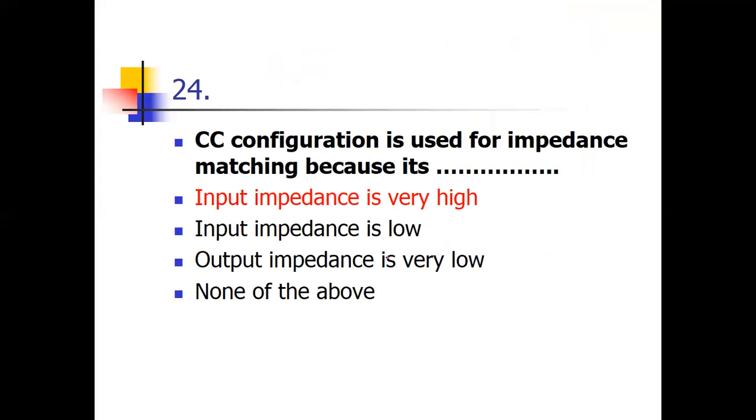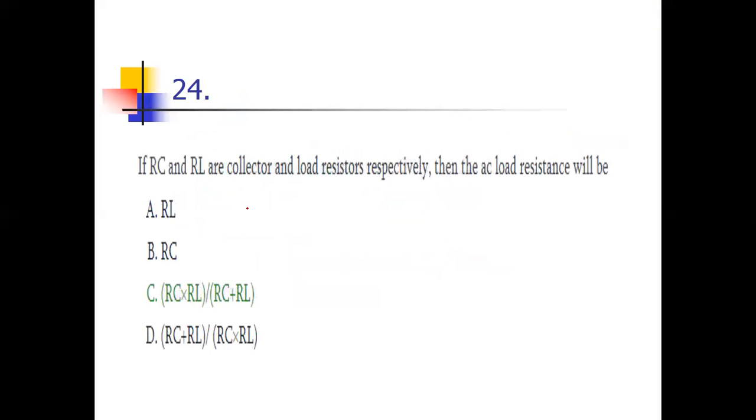Now see, in the question, the CC configuration is used for impedance matching, because CC is common collector. Generally for BJT, we assume input impedance is low and output is high, but in common collector the case is different, because it behaves like an emitter follower. So in this case, input impedance is high.